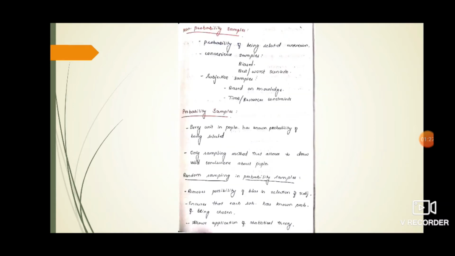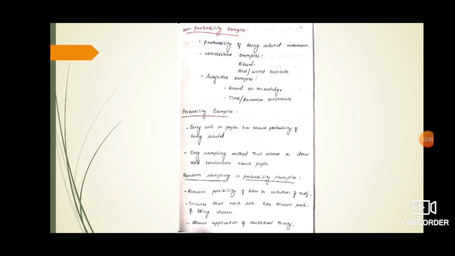Types of samples are non-probability samples and probability samples. Non-probability samples are those where the probability of being selected is unknown, and the convenience sample is biased, showing the best or worst scenario. Subjective samples are those based on knowledge, with time and resource constraints. Probability samples are those where every unit in the population has a known probability of being selected. It is the only sampling method that allows drawing valid conclusions about the population.